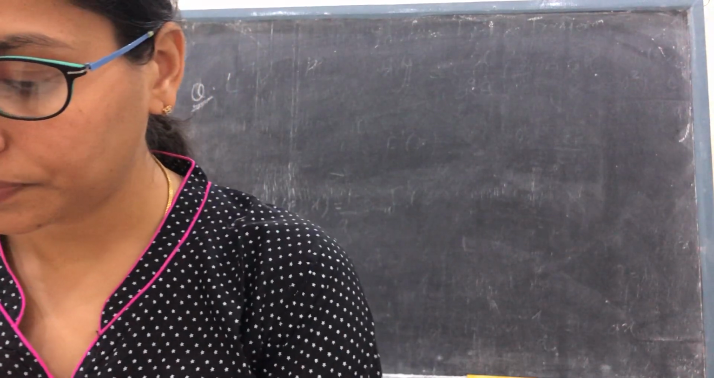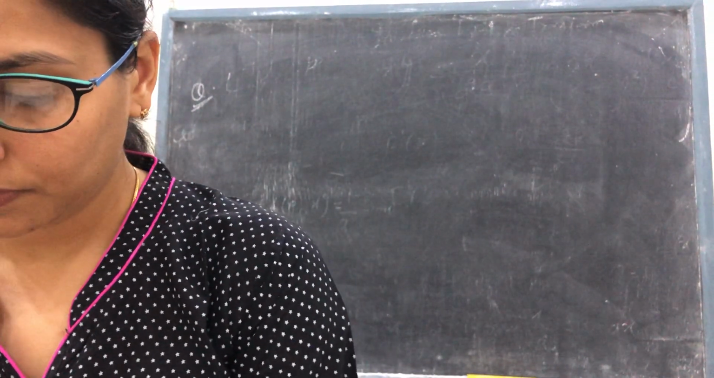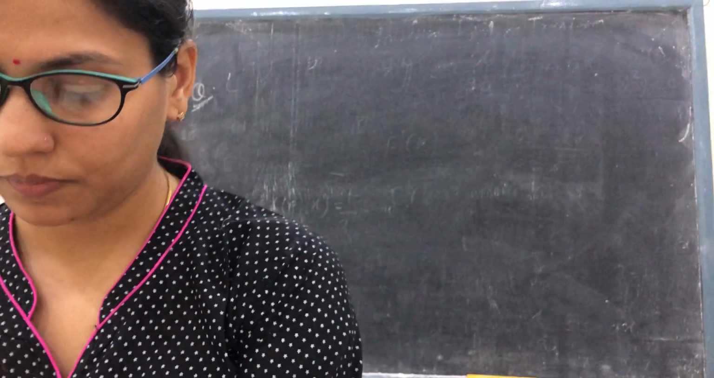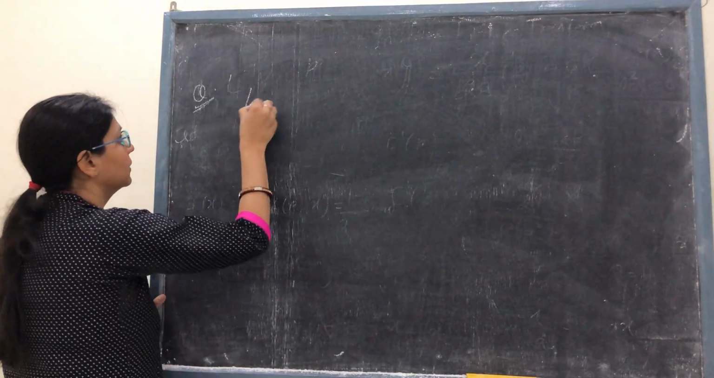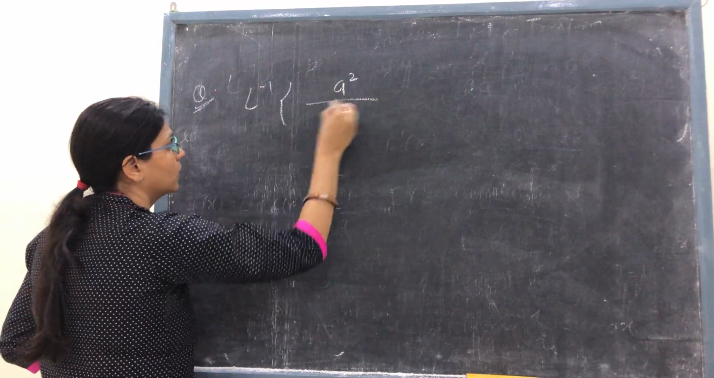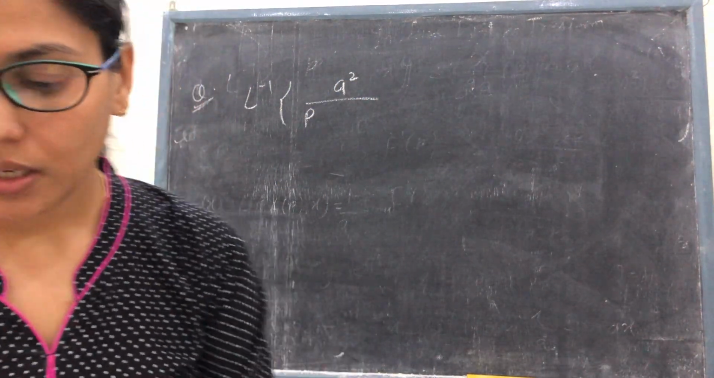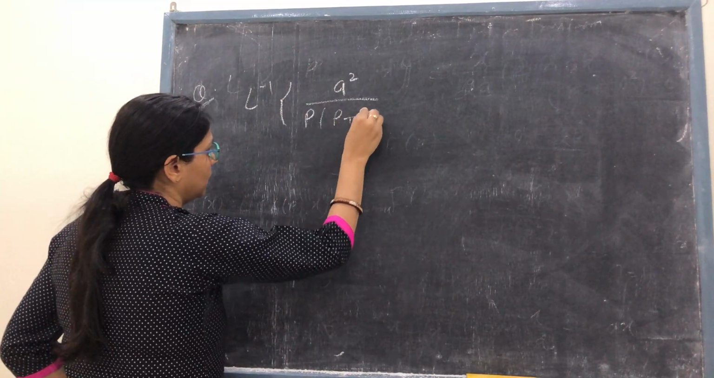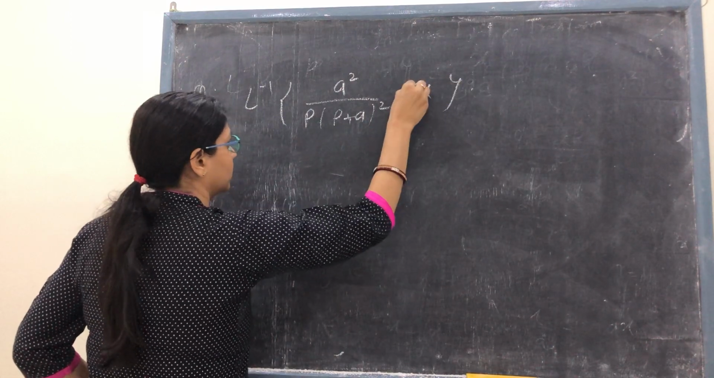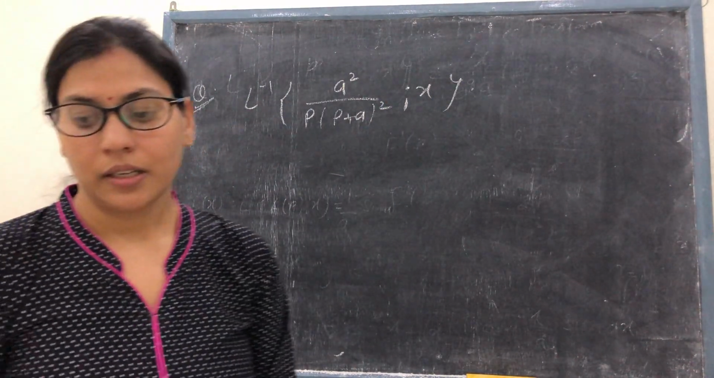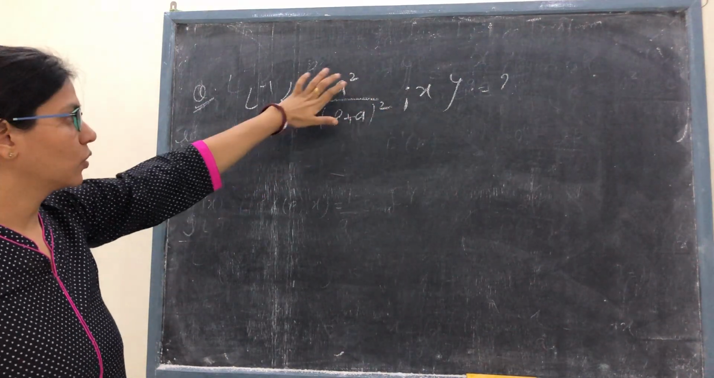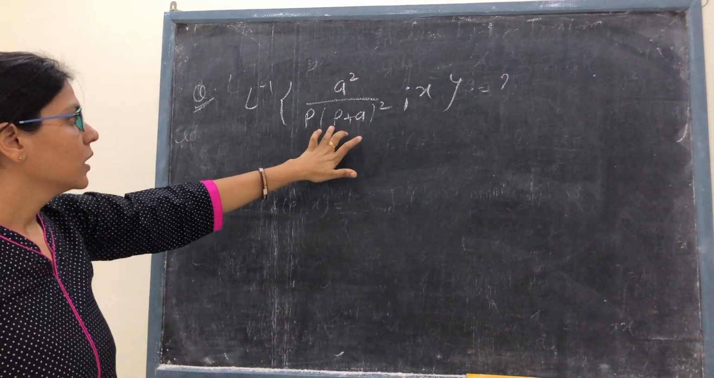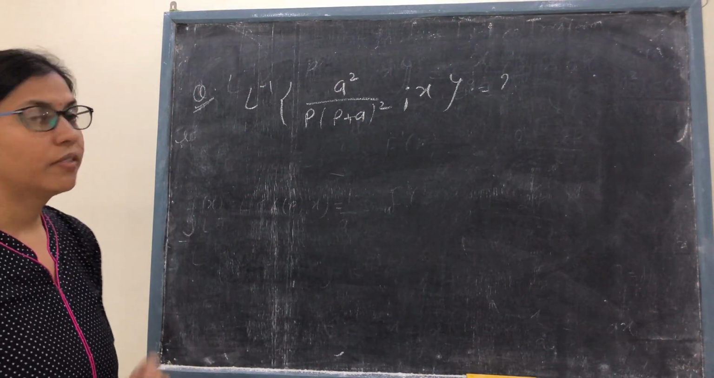Let's take another example. Here the question is, we have to find the Laplace inverse of a square over p into p plus a whole square x. We have to find this. Here a square is a constant term, so it will make no difference. We basically have to find the Laplace inverse of 1/p into p plus a whole square using the first shifting property.